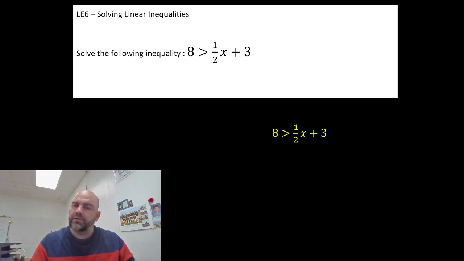All right, here's our next one. I just want you to solve. You don't need to graph it out, but let's solve for x, and then we'll talk about confirming our answer a little bit later on.